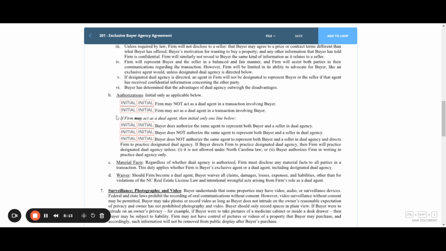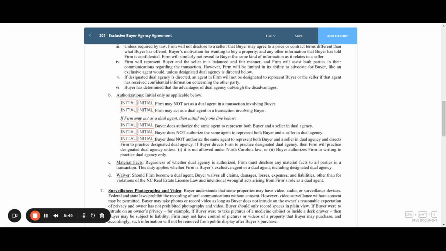So again, most of the time, you're going to have clients initialing the second set of blanks, all right here. So you have this first grouping here where there's two options. They're going to initial the second option there. Then they will also, in this second grouping here, initial the third blank, and so the third set of initials. And so this is saying that the firm may act as a dual agent, and then it's saying that the firm is authorized and directed to act as designated dual agency.